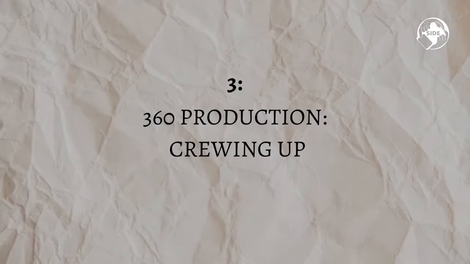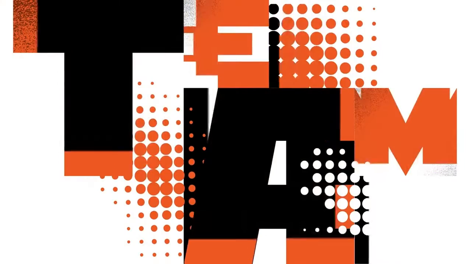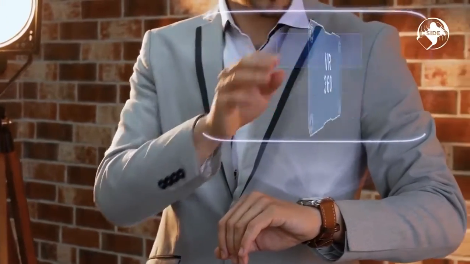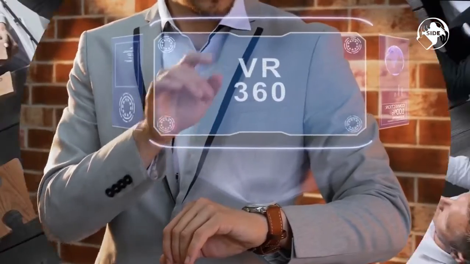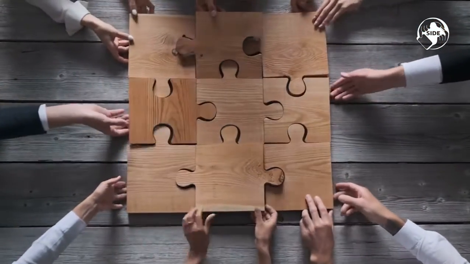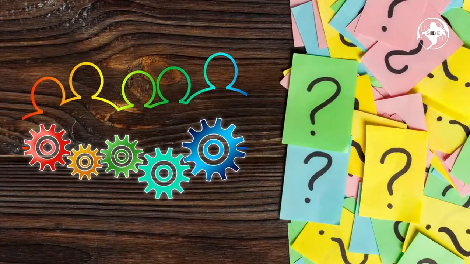Unit 3. 360 production crewing up. Unit 3 presents the teamwork on creating 360 VR videos. What are the advantages if we work on the video by ourselves or if we are part of a smaller group made of 2 or 3 members? Who would be necessary to build a professional team?